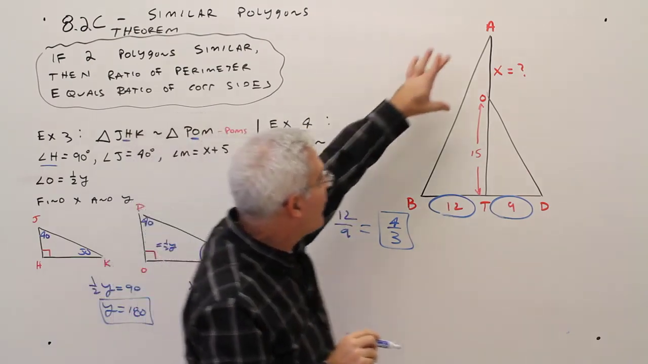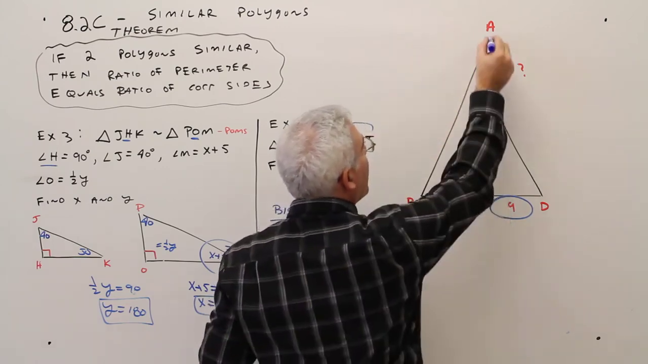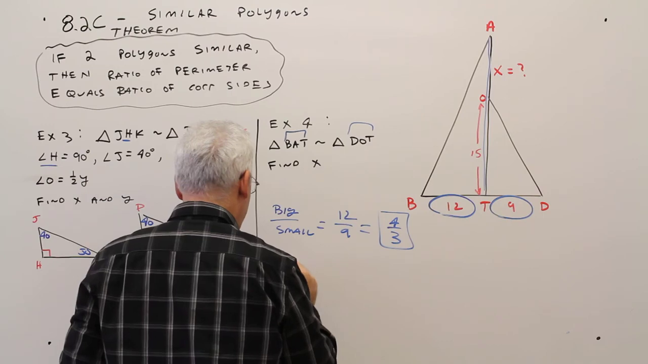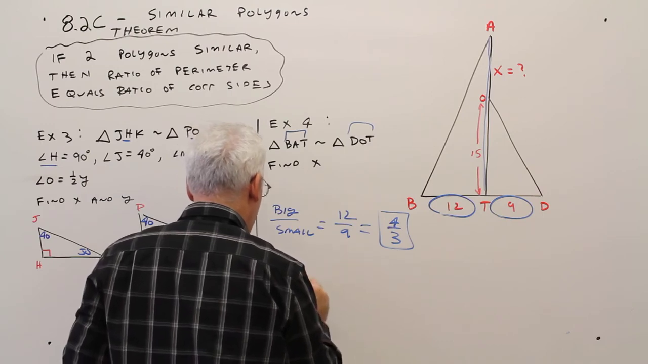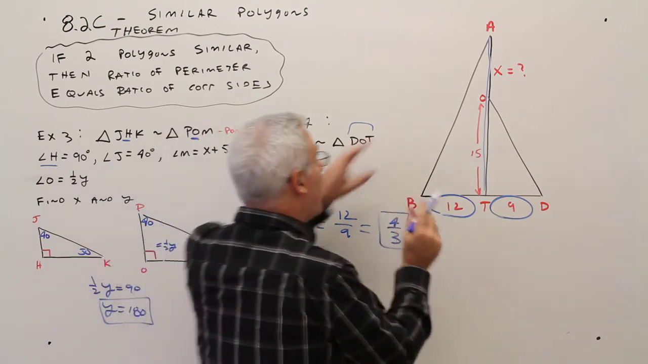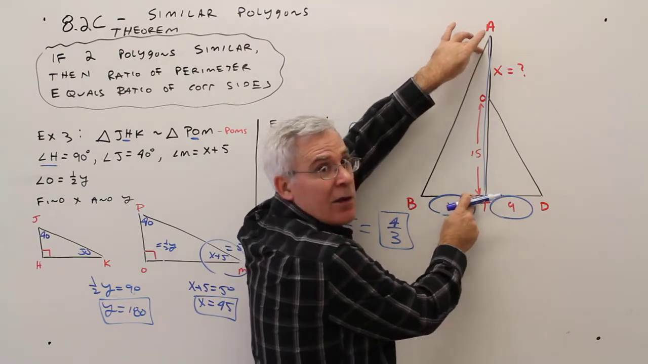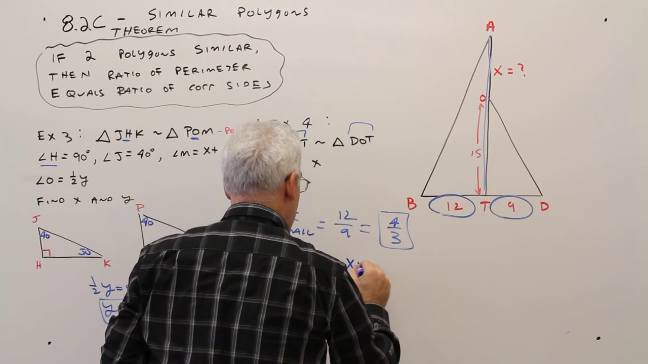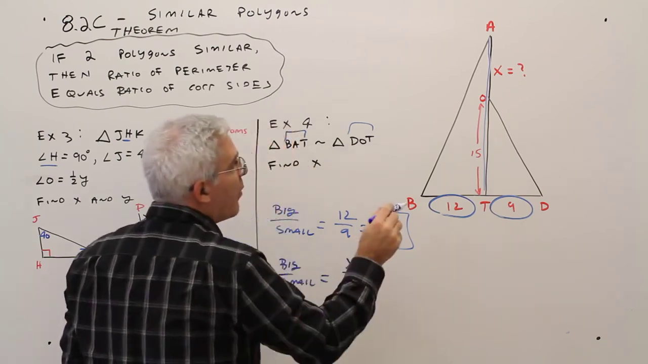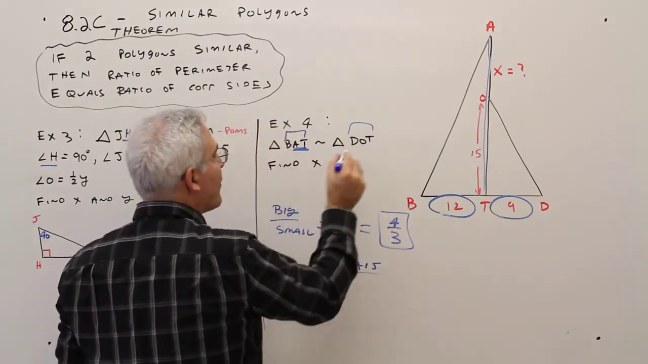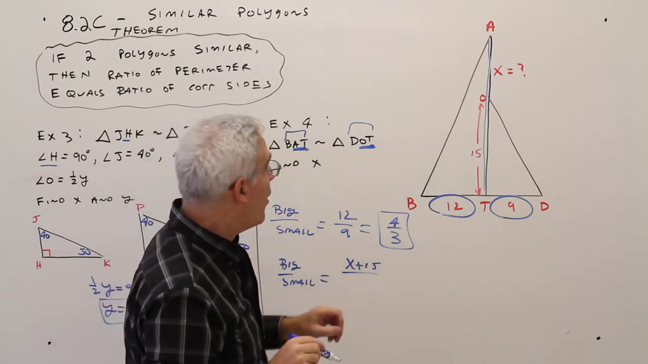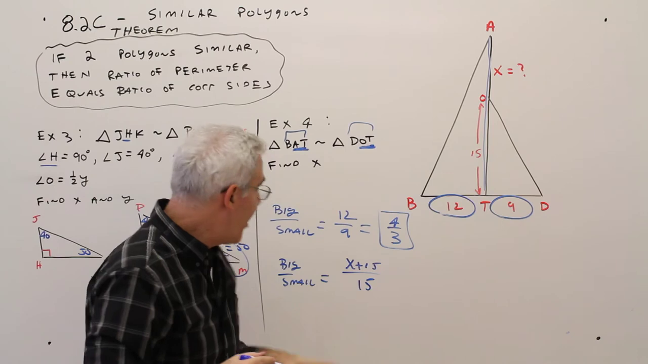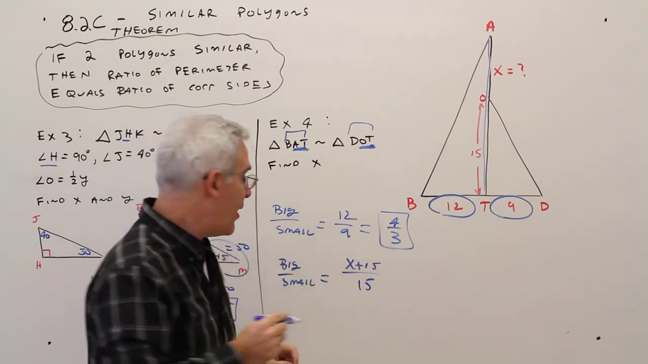I'm looking for X. Well, X is part of this big side. So again, I'll go big over small equals this big side. Hopefully you guys are okay. X plus 15. So AT, last two letters, would correspond to OT, last two letters, over 15. Oh, and by the way, that ratio equals 4 over 3.